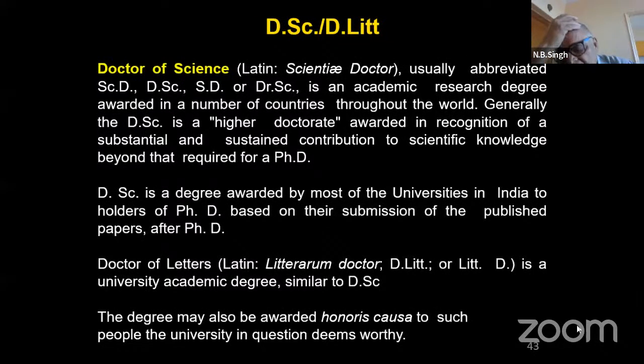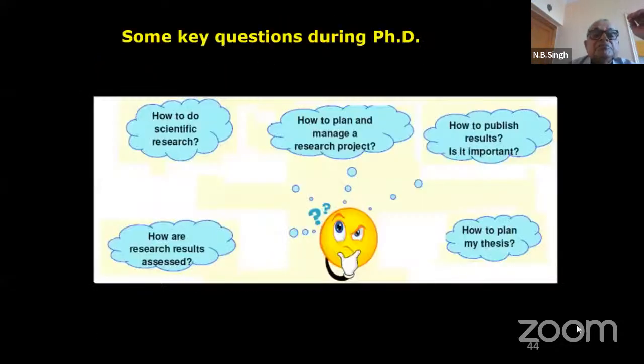Another degree which is not done just like PhD is DSc or DLitt, Doctor of Science. Now, Latin Scientia Doctor, this meaning, usually abbreviated ScD, DSc, SD, or Dr. Sc, is an academic research degree awarded in a number of countries throughout the world. Generally, the DSc is a higher doctorate awarded in recognition. Similarly, DLit is Doctor of Letters, you can say, and honoris causa degree is also awarded for reputed personalities in different areas by different universities.